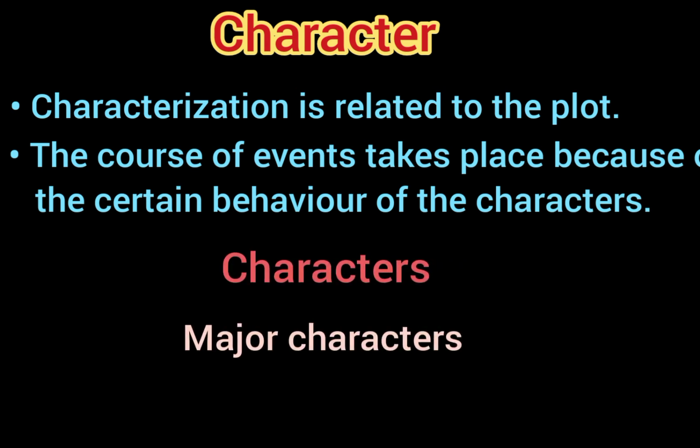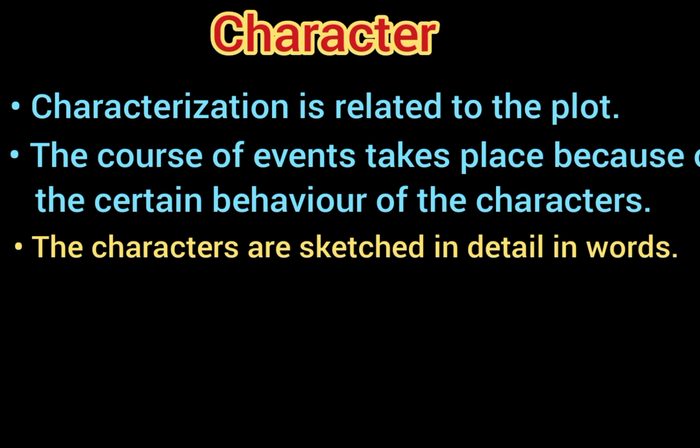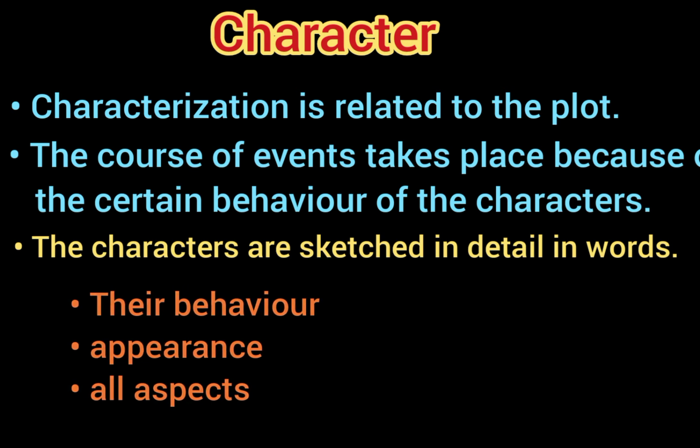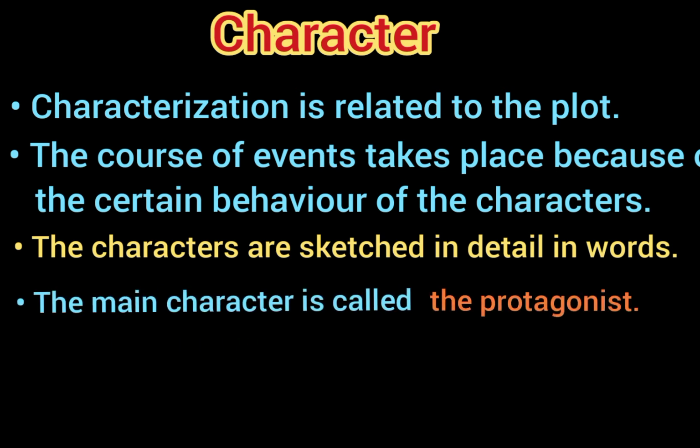There are major characters and minor characters. The characters are sketched in detail in words. How are they sketched? Their behavior, appearance, and all aspects are depicted in detail. The minor characters are not given much importance. The main character is called the protagonist. The protagonist is in conflict with the antagonist, meaning a character or an entity or a force. This force may be internal or external. Protagonist may be a man or woman character.